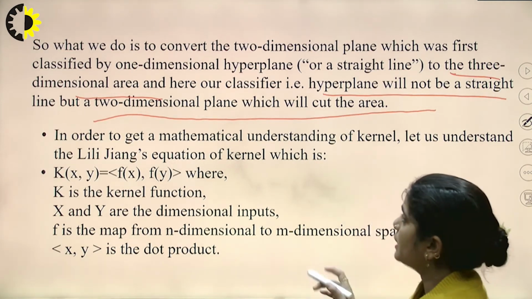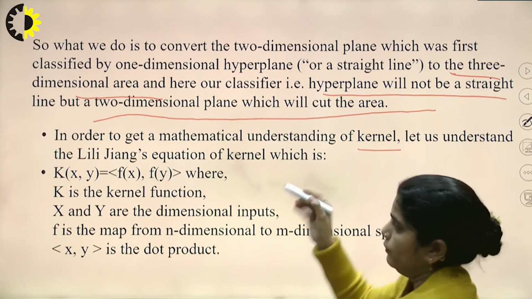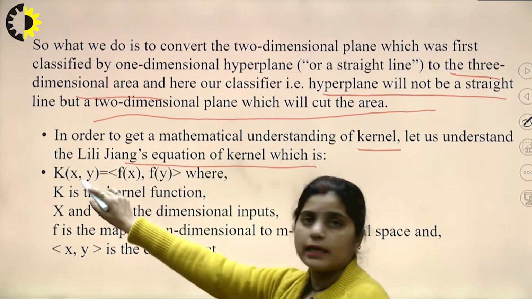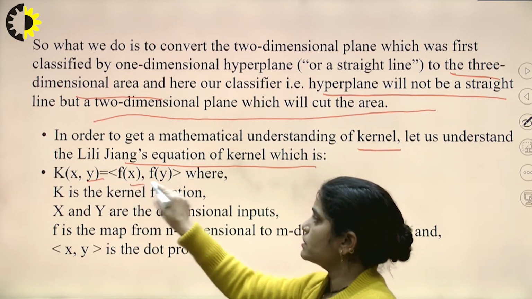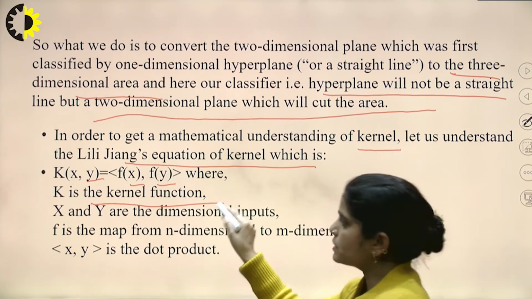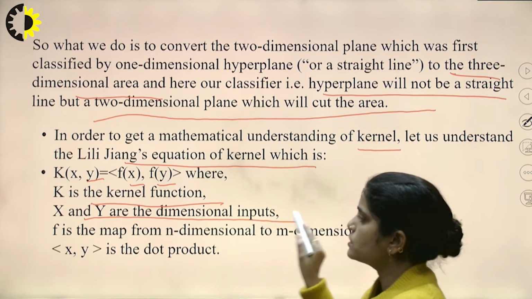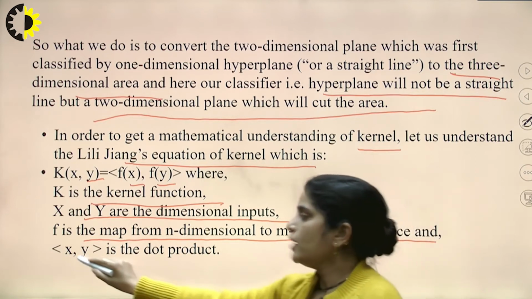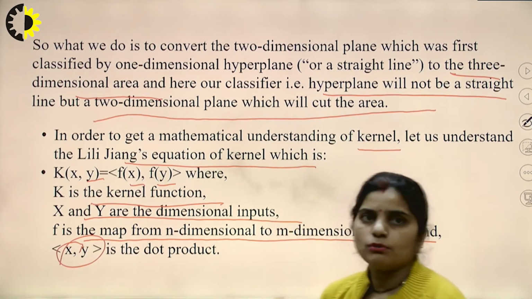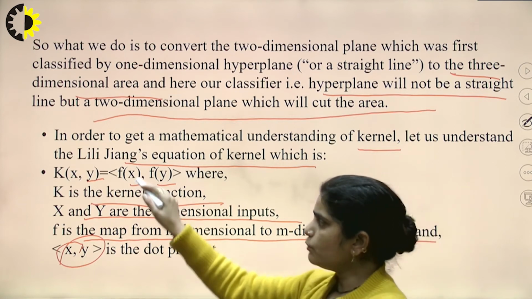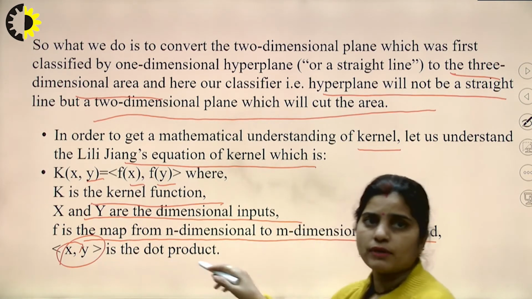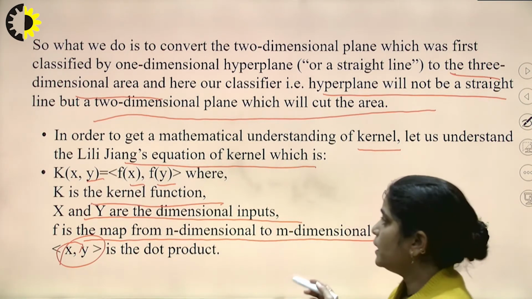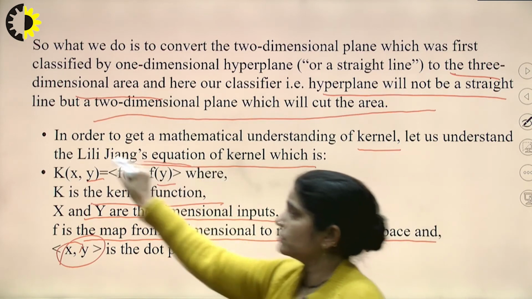Now in order to get a mathematical understanding of a kernel, we see here the equation of a kernel, which says that K(x, y) is equal to <f(x), f(y)>, where K is the kernel function, x and y are the n-dimensional inputs, f is the map function from n-dimensional to m-dimensional space, and <x, y> is the dot product. So whenever we have to find the kernel function, we find the dot product of f(x) and f(y), and if it is equal to K(x, y), then we can say that the kernel function is fulfilling this equation.